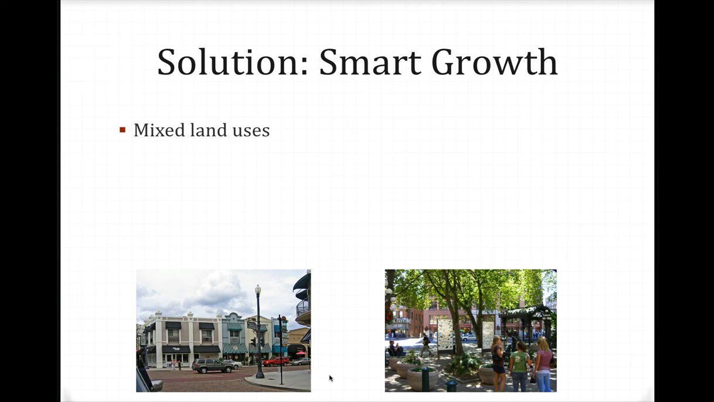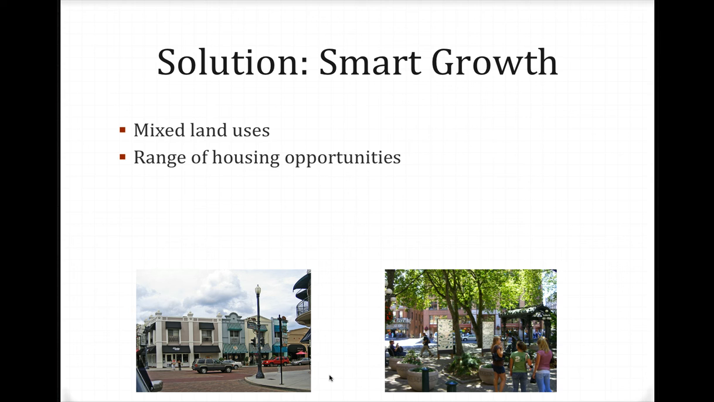First of all, mixed land uses. This is sort of the idea of multi-use zoning. We put our residential next to our commercial, next to our office buildings. All of it is mixed together so that people can live and work and play all in one area without needing to use their cars.